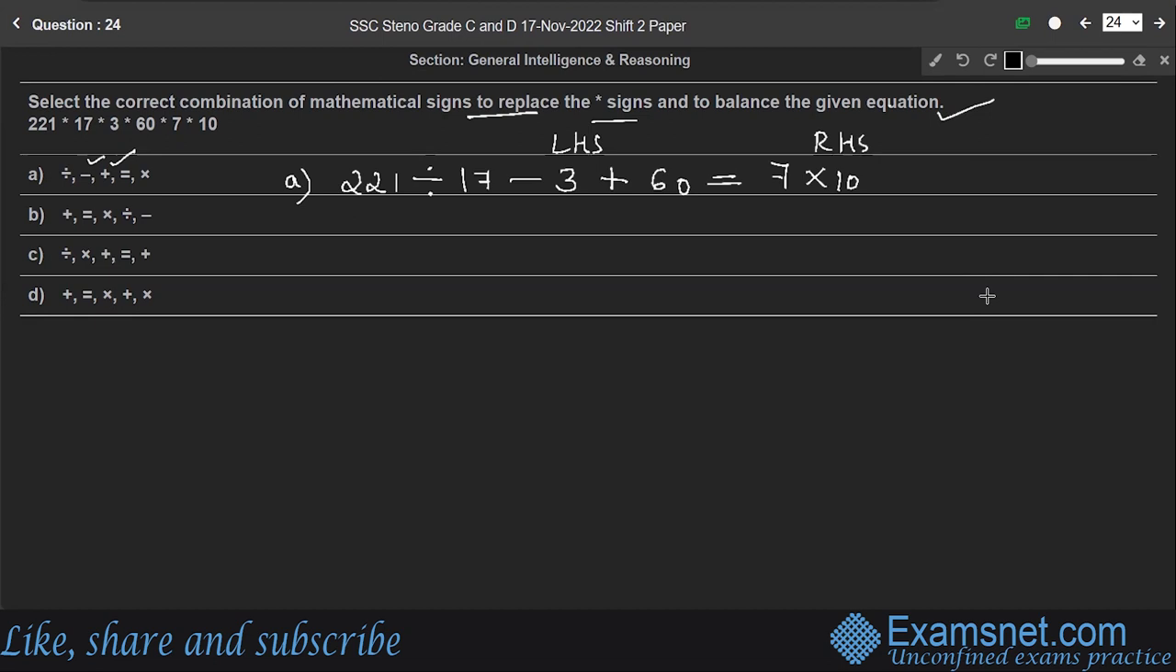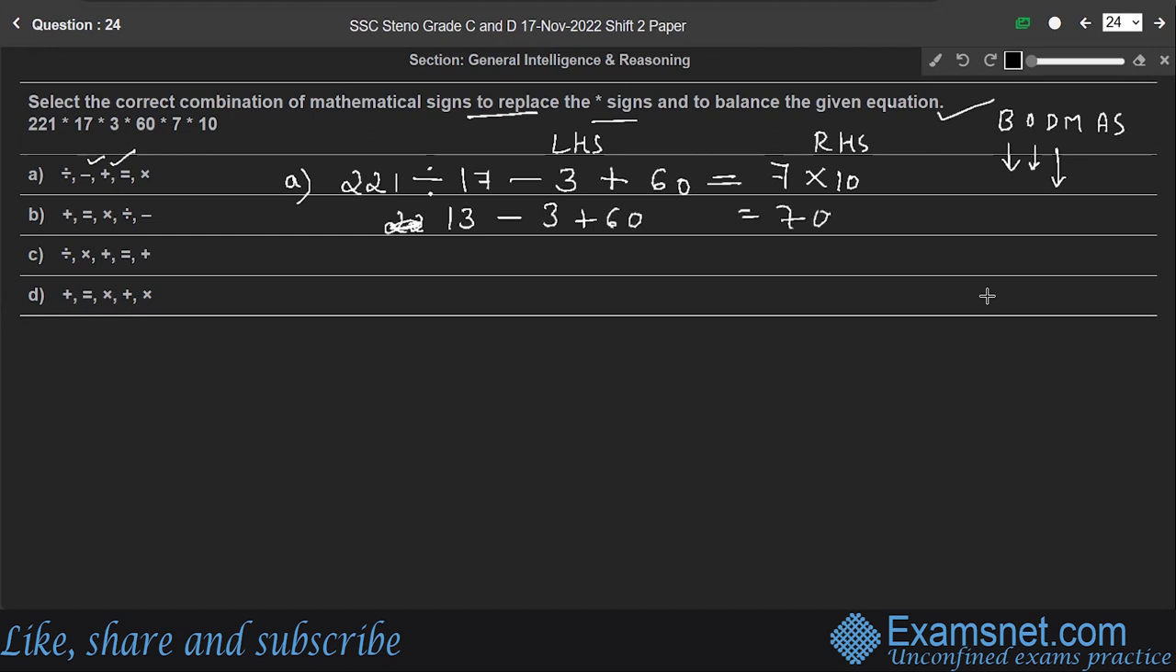So we have to check whether LHS is equal to RHS or not. Right? So now, to solve this, we are following BODMAS rule. So remove the bracket part first. While solving any mathematical expression, there is no bracket to remove. Next comes of part, there is no of part. Next comes division, right? So 221 divided by 17. Yes, we'll write 221 as it is. So 17 into 10 is 170. Yes, 13. 17 into 13 is 221, minus 3 plus 60 should be equal to 7 into 10, which is 70.